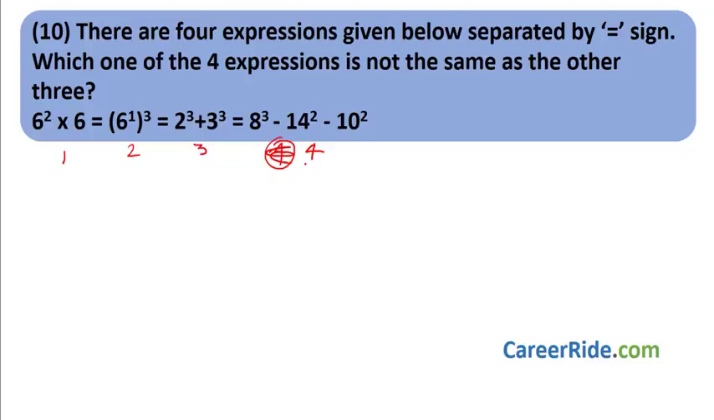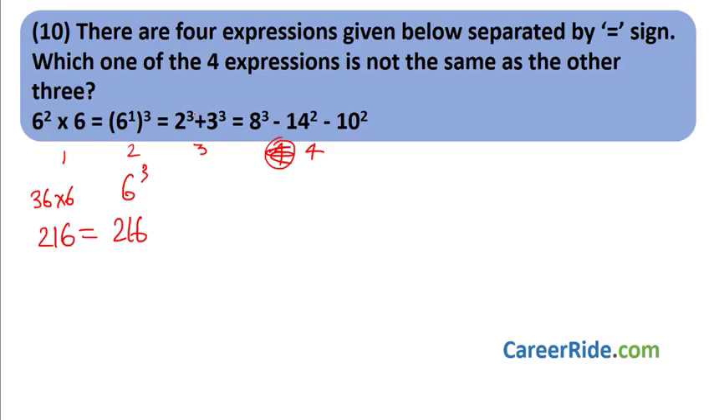So we have to find the uncommon expression. How to do it? Very easy. Just solve each expression. What is this? 6 square into 6. What is that? 36 into 6. That is nothing but 216. Okay. What is the second one? 6 raised to 1 raised to 3. That is 1 into 3 is 3. 6 cube is nothing but 216. So these two are equal.